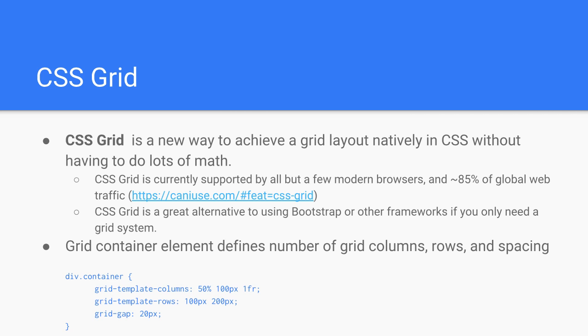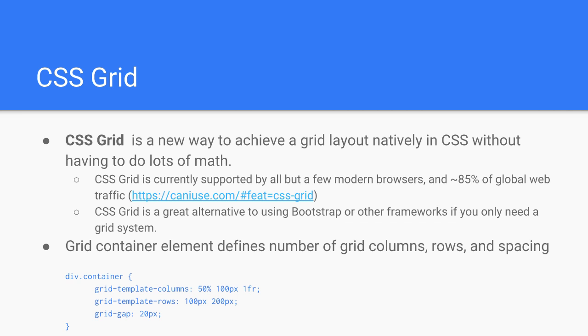So we target our container div, and we can do things like grid template columns, and we can define 3 columns. There are different ways we can define the columns. We can say one column is 50% wide, one column is 100 pixels wide, and then one column is a fractional. So it's really similar to the flex property. This one is just one out of however many there are left. So this would be 1/3, or 1 out of 3. Or actually, if it's one fractional at the end, it's just saying any remaining space.